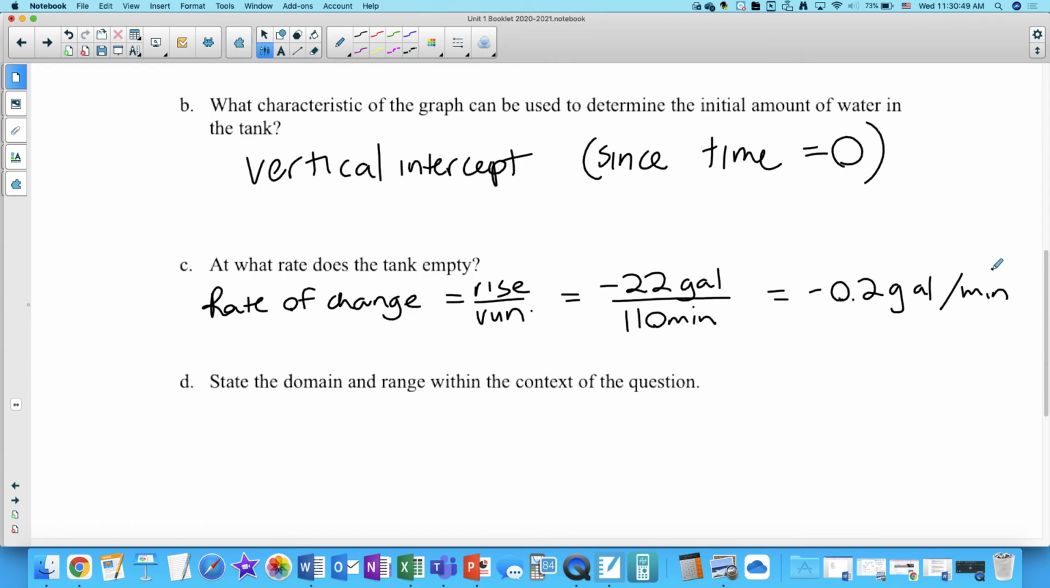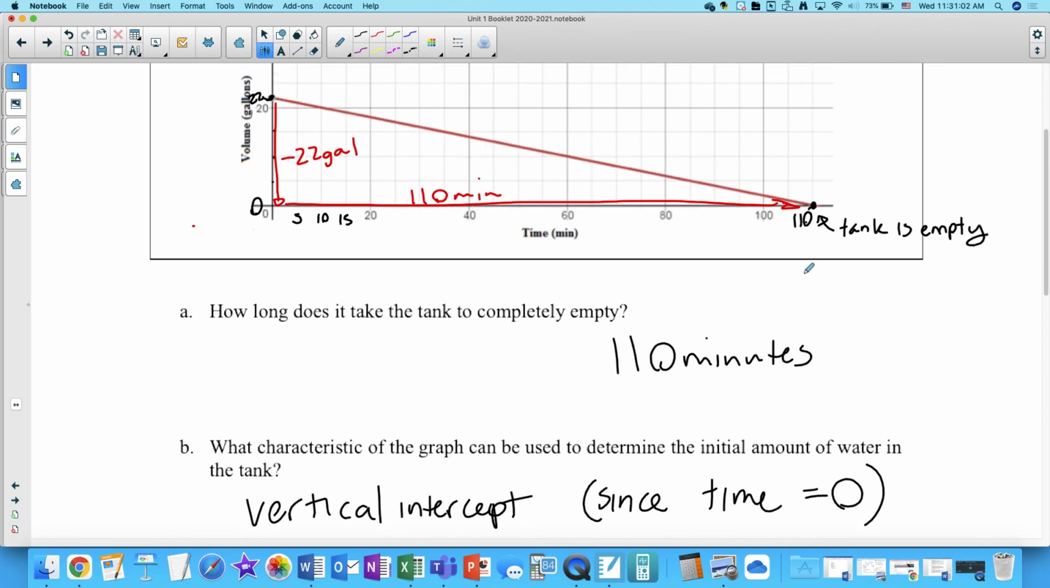And then finally, state the domain and range within the context of the question. Let's look back at the graph again. Domain. We want to think, what's the minimum time value for this situation? What's the maximum time value for this situation? 110 minutes is the maximum. What's the minimum? 0. So time can go anywhere from 0 to 110.